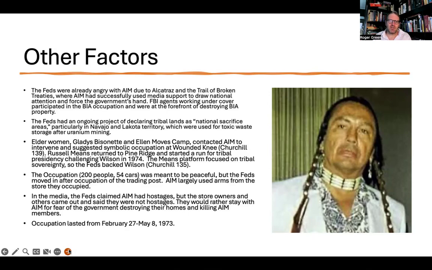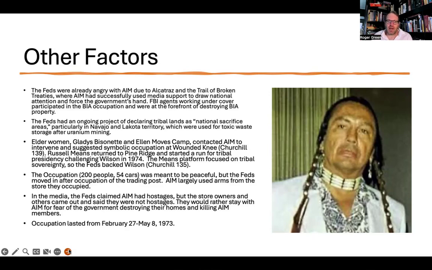So FBI agents at the time under COINTELPRO were working undercover and they participated in the BIA occupation. So you have undercover FBI agents that are disguising themselves as activists and going into government buildings that are being occupied, but doing all sorts of vandalism and destruction that then hurts the image of the movement itself. Right. So that's part of what counterintelligence programs do, right, is to destroy the credibility of a movement.